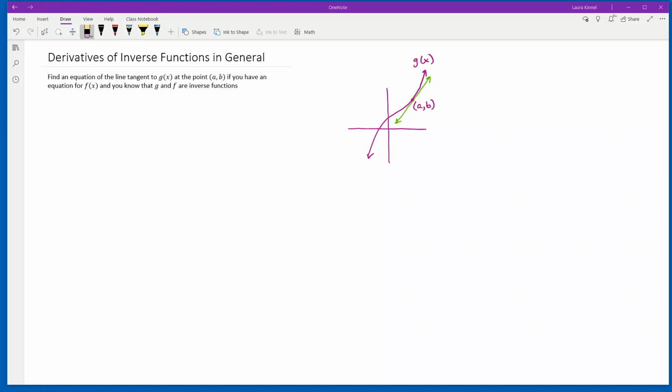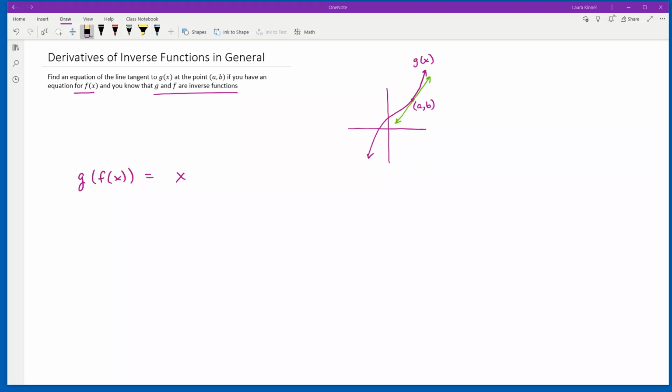The problem as stated here is to find an equation of the line tangent to G at the point (a, b). We've got that diagrammed here. We don't have an equation for G, we have an equation for F, but we know that G and F are inverse functions. So that means we know that G of F of X is going to be equal to X.